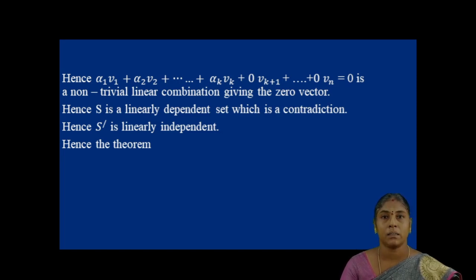This is a contradiction because it is given that S is a linearly independent set, but we get that S is a linearly dependent set. This contradiction arises since we assumed that S dash is a linearly dependent set. So, we have to change it. Surely S dash will be a linearly independent set. Hence, a subset of a linearly independent set will also be linearly independent. Hence, the theorem is proved. Thank you.